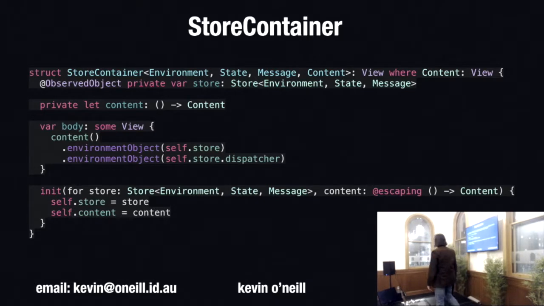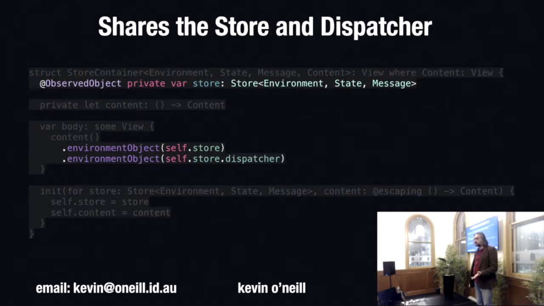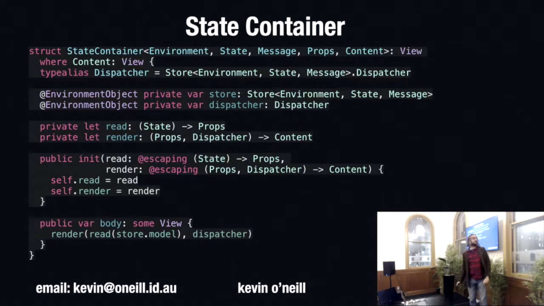A store container, again, these are the full implementations, by the way, so this is not a lot of code. Shares the store and the dispatcher. Basically puts them into that wonderful thing which in the React world is called a context object. We call them environment objects. It's basically a container that sits in your view hierarchy that you can randomly go and get data from. It's like a global variable for that point in the view hierarchy. It does make things a little convenient. State container, and again, it's a fairly small implementation.